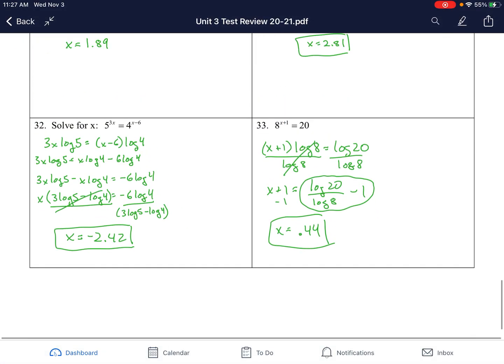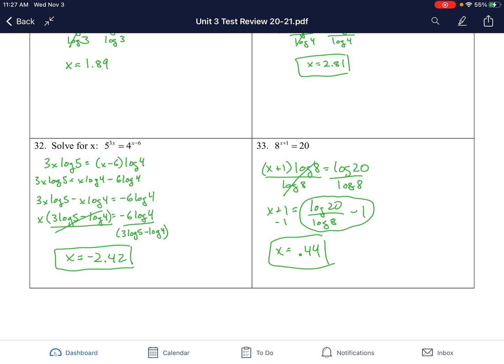That is the end of the review sheet. If you have questions, please make sure you ask in class before we get to the test on Friday.